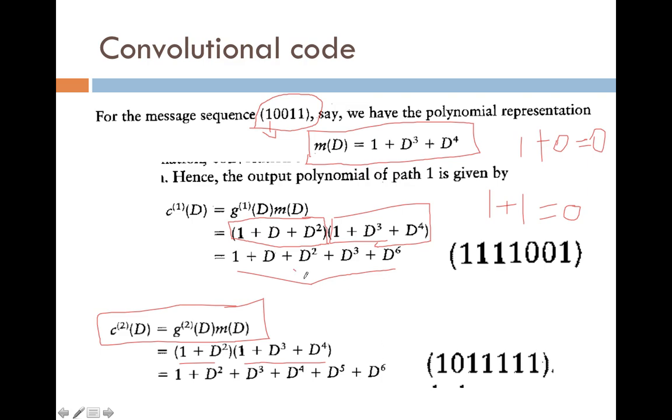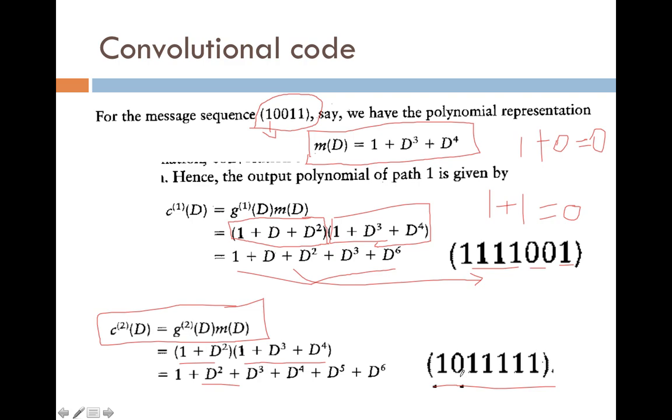Now for the polynomial related to the first path, you have to take the coefficients. If d power n is present, then you put the coefficient 1, and if d power n is not present, then you put the coefficient 0. Now we have 1, d is there, d square is there, d cube is there, but we don't have d power 4 and d power 5. So the first four coefficients are 1, the fifth and sixth are 0, and the seventh one is 1: 1 1 1 1 0 0 1. Similarly, for the second one, the coefficient of d power 1 is 0 because d power 1 is not there, and the other coefficients are available. The code word of the second generator path is 1 0 1 1 1 1 1.